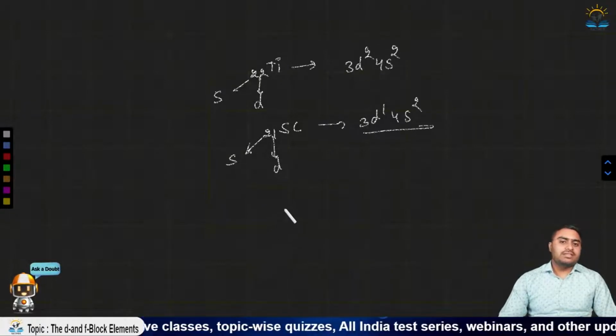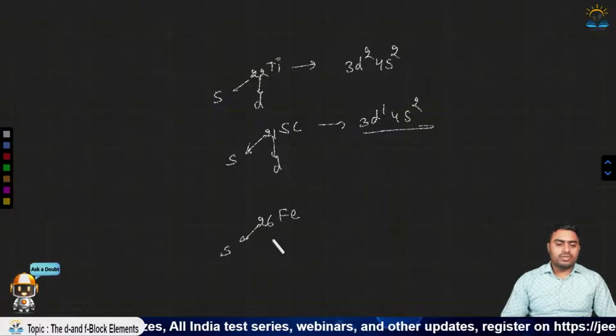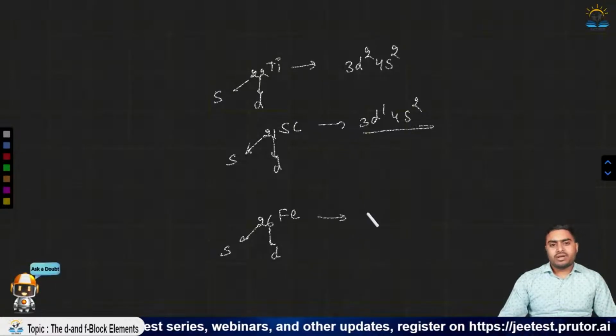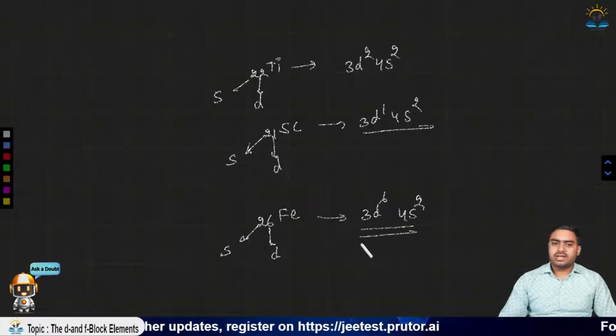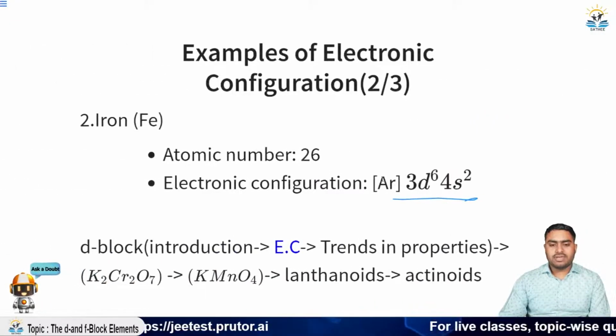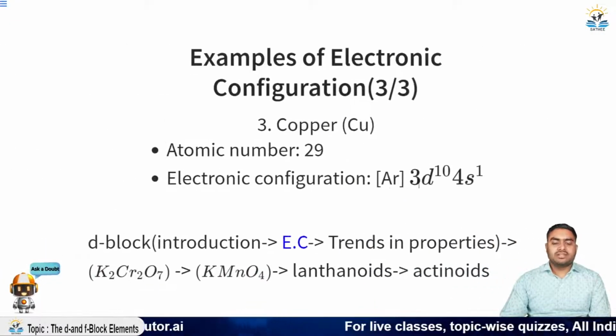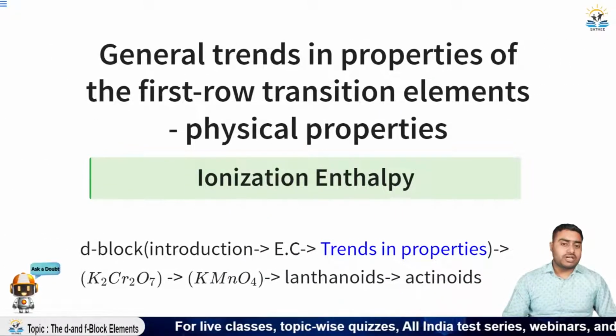Suppose you want to write for iron, atomic number 26, so go with S and go with D. You can write argon 18, then 3d6 and 4s2, like this. These are some examples. Let's move to the general trends and properties of the first row transition elements.